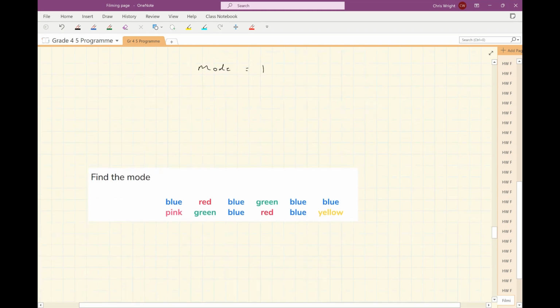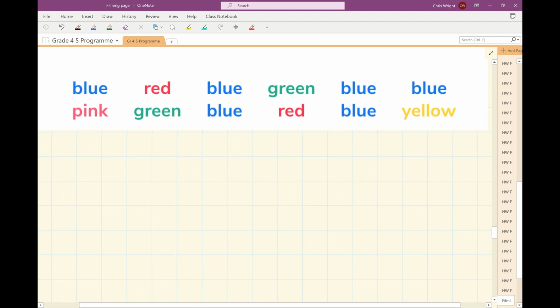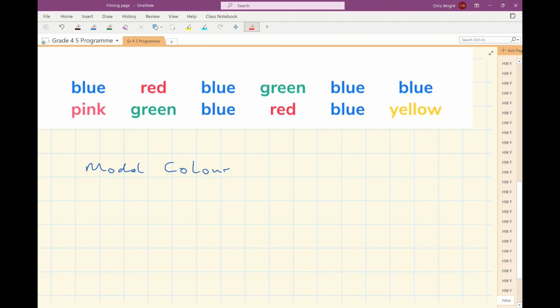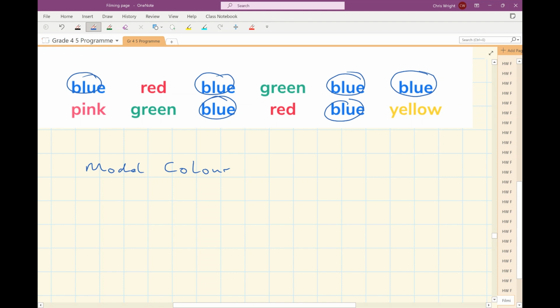Now modes don't always have to be numbers. Look at this. Here are 2, 4, 6, 8, 10, 12 colours. Maybe they're the colours of cars that go past a traffic light or something. But which is the modal colour? Which is the most common colour? Which is the colour that you see the most? Well, I don't think we really have to count them up terribly carefully in this case, but I've got 1, 2, 3, 4, 5, 6 blues, which is more than any other colour. So the mode is the one that you see the most. So the modal colour is blue.